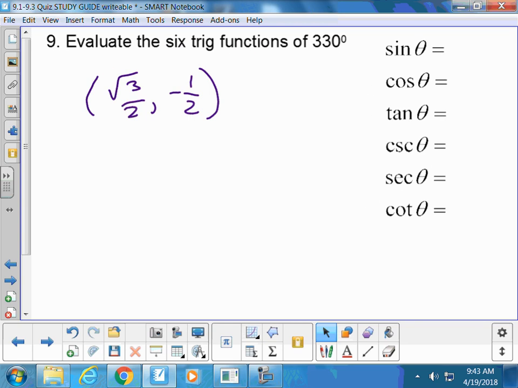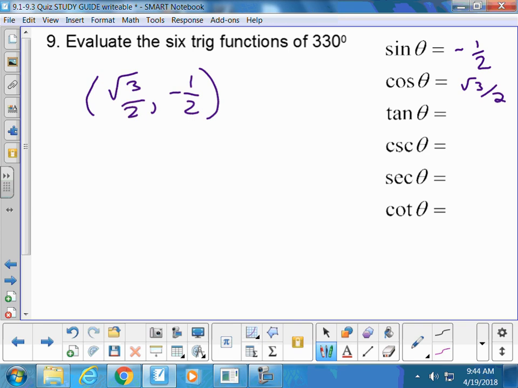Now, one class was like, will I put these out of order tomorrow just to mess with you? I'm not going to do that to you. So sine and cosecant will be reciprocals, cosine and secant, and tangent and cotangent reciprocals. I'm not going to scramble the order. So let's start with sine. What's the y value at positive 330? Negative 1/2. What's the x value at 330? Radical 3 over 2.